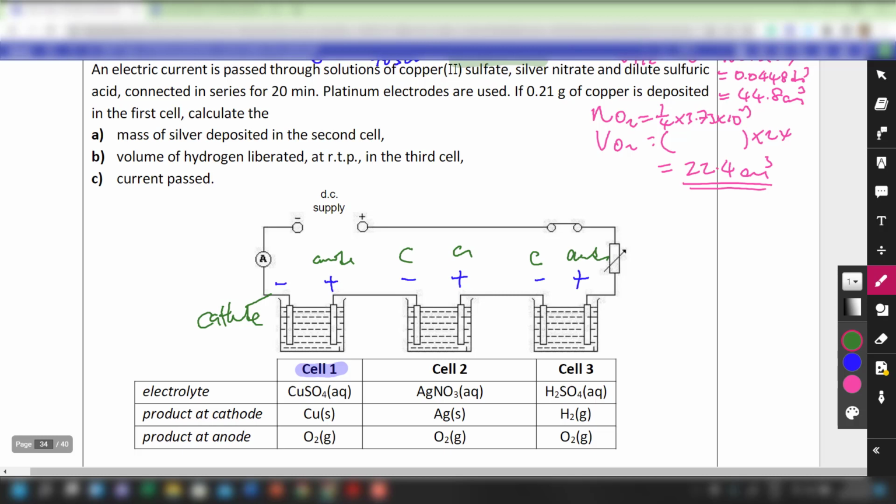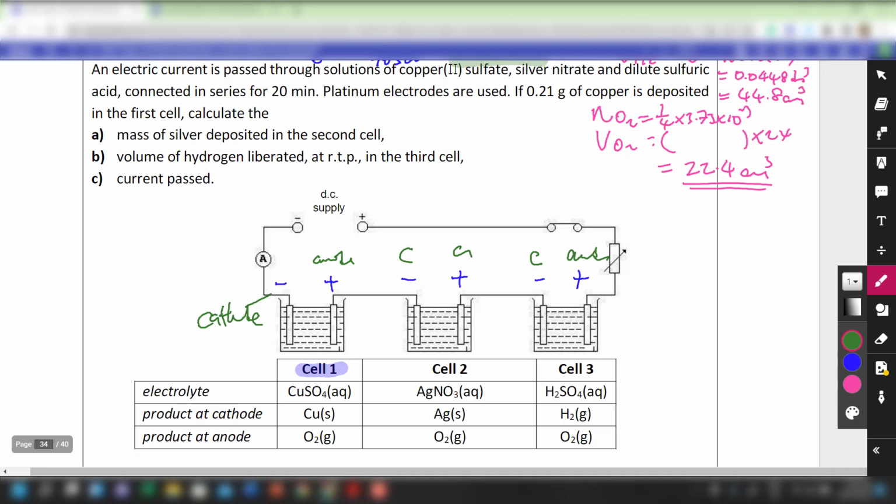Okay, so I won't go into details. Try to figure out on your own. And then of course the respective products are given to us. So the product at the cathode in cell 1 will be copper. I don't think it comes as a surprise, because the reduction potential of copper 2 to copper is more positive than that involving water.